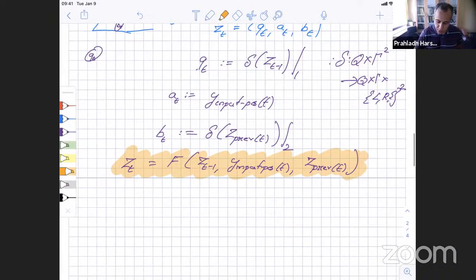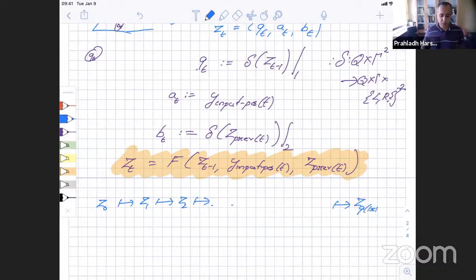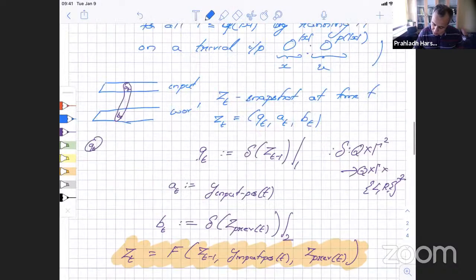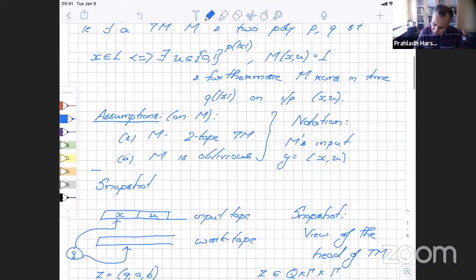So if you want to look at the sequence of snapshots, you start with some initial snapshot, then you move to another snapshot z_1, then you move to another snapshot z_2, and so on, all the way up to z_{q mod x}. For notation convenience, I'm going to call this T, and as part of my notation, I will use T to be q mod x.